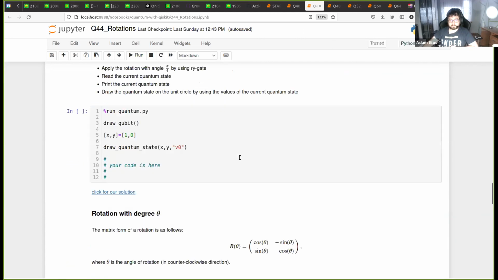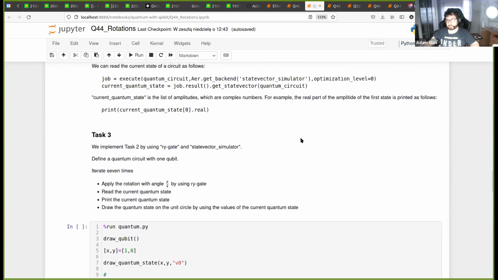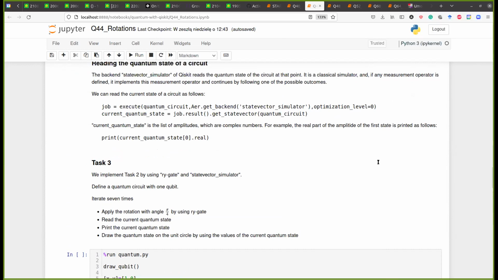Could you please explain that again? Sorry, there was a question, but you were extremely quiet. Perhaps you could write it in the chat. Could you please explain the last part again? So I should explain something, but what exactly? Using the state vector simulator instead of the QASM simulator, you said it will do something different.